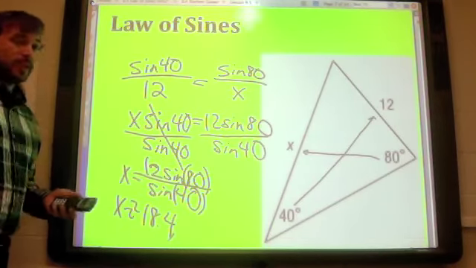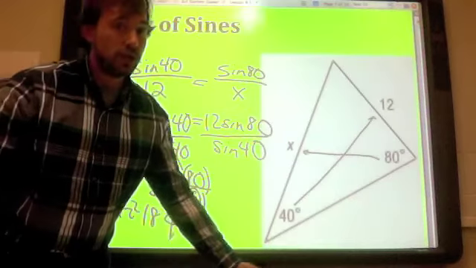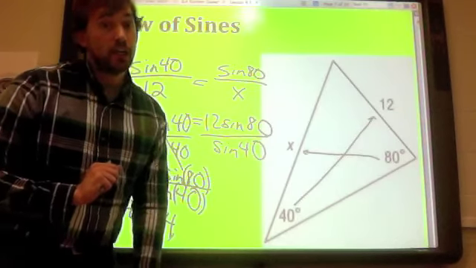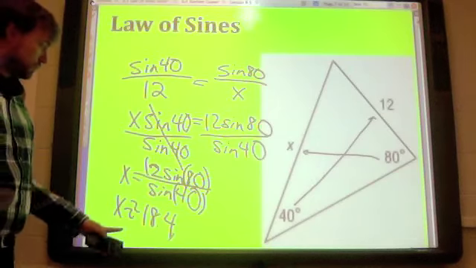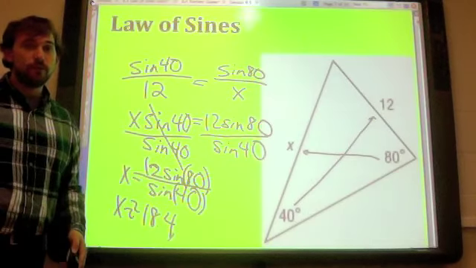18.4. Is it a degree? Is it an angle? No, it's not. Don't put that degree on there. You know what I'm saying? Right there. So x is approximately 18.4.